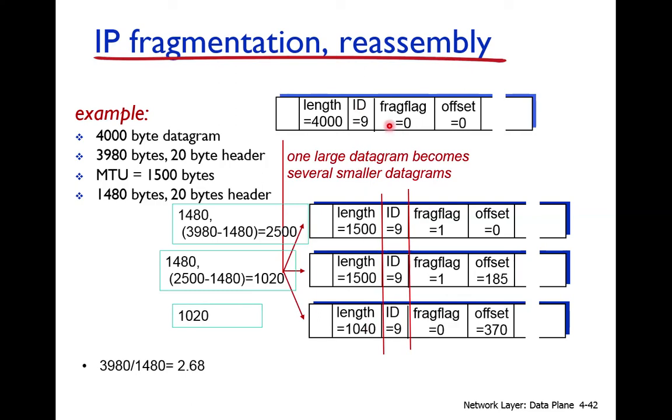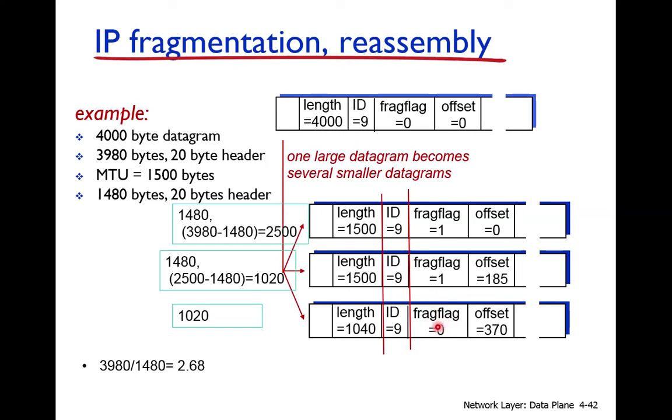Now comes how the fragment offset flag is set. In the first packet, the fragment flag will be 1. This means that this packet is divided. The fragment flag will be 1 in the second packet, and in the last packet it will be 0.